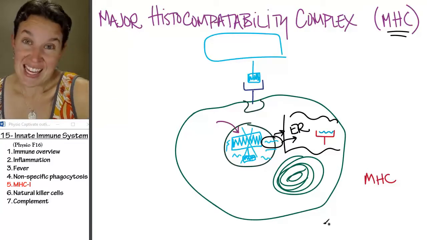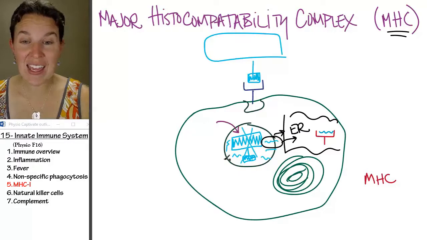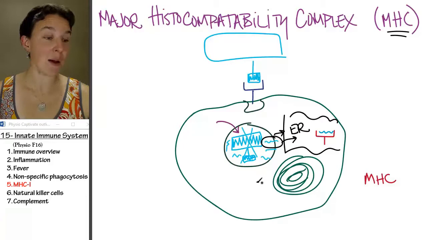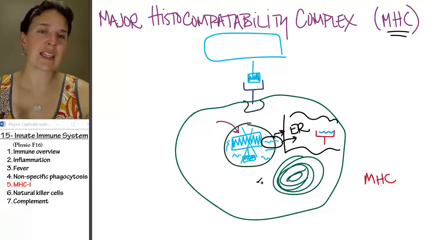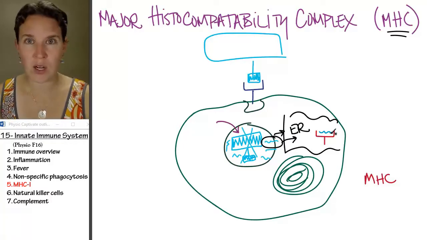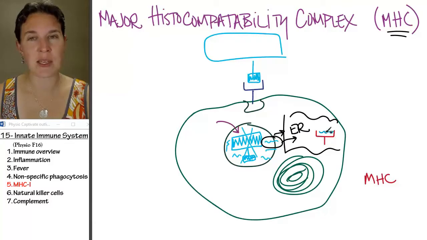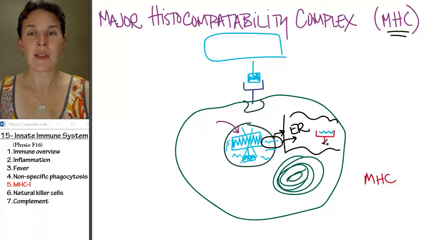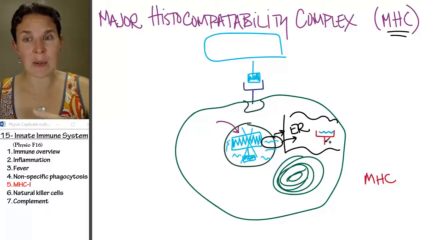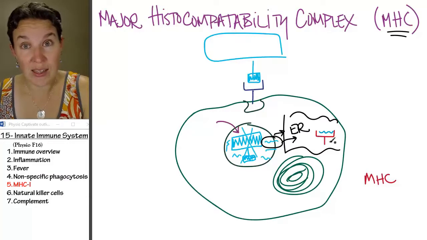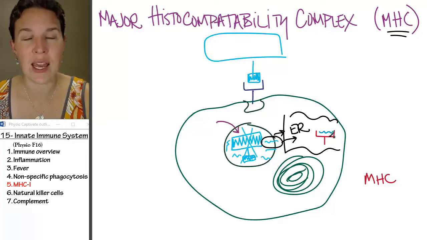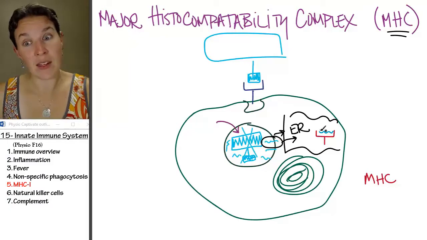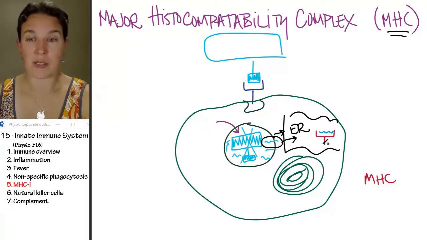Actually, anything can get posted on there. Any self molecules, like just metabolism results. I'm making this hormone, and little pieces of that hormone are going to get posted on this MHC molecule. So it doesn't have to be a pathogen that goes on it. The endoplasmic reticulum is constantly producing these loaded MHC platforms. If you just ate a pathogen, then you're going to load it up with pathogen parts.